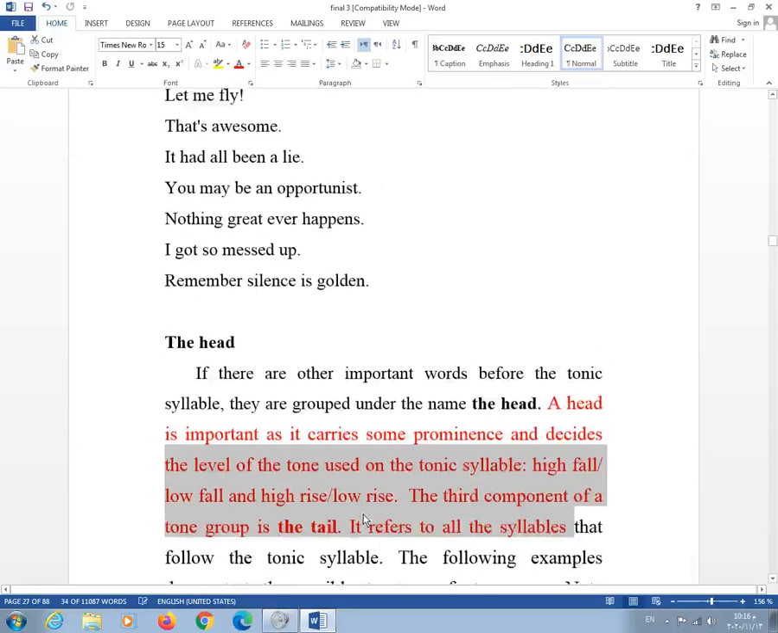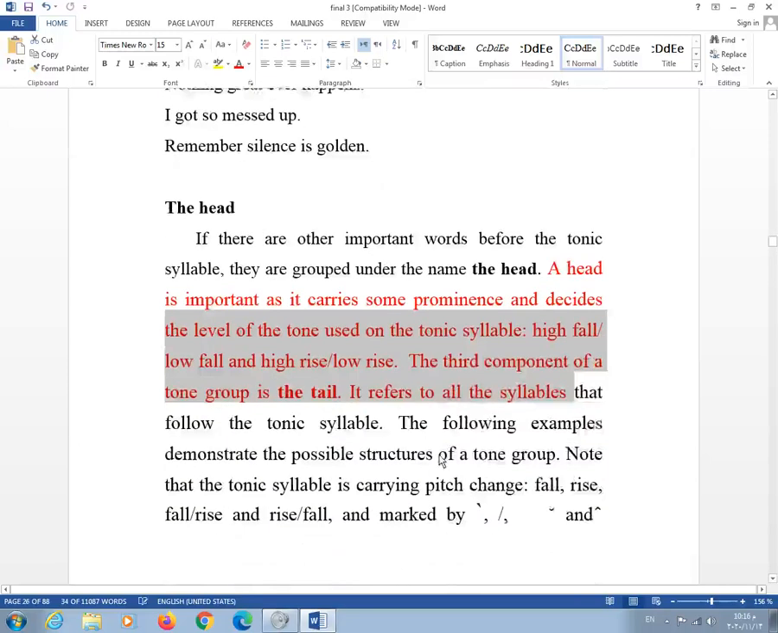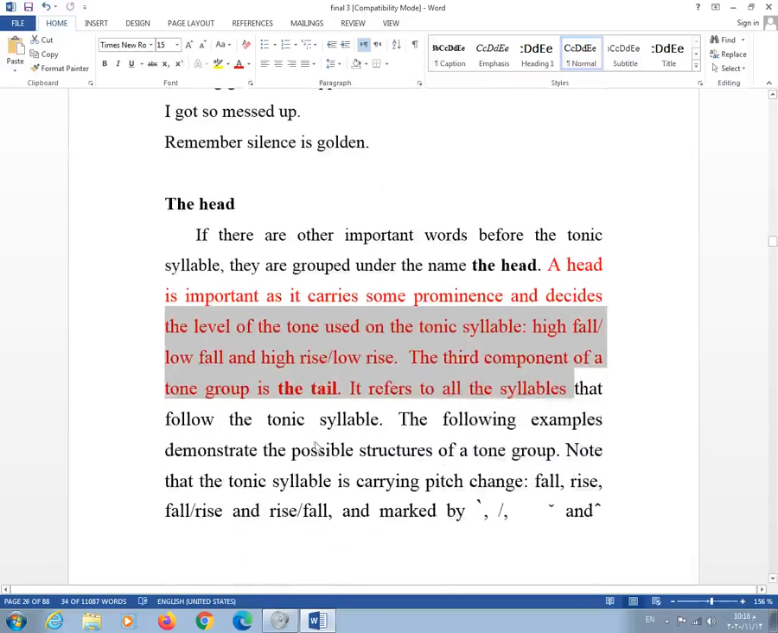Let's go back to the head again. The following example demonstrates the possible structure of the tone group. Note that the tonic syllable is carrying a pitch. Why did we call it the tonic syllable? Because it carries the tone. Either my voice goes up or goes down. There is a pitch change. It's carrying a pitch change: fall, rise, fall-rise, and rise-fall.